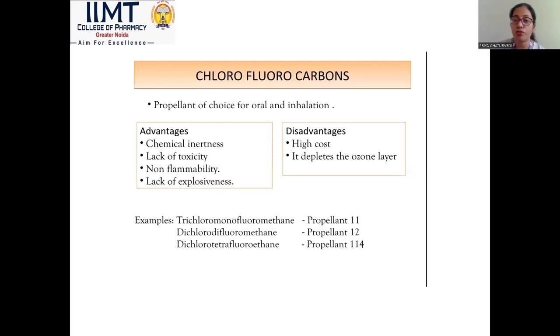Now coming to chlorofluorocarbons, propellants of choice for oral and inhalation. Advantages are it is chemically inert, lack of toxicity, it is non-flammable, lack of explosiveness. Disadvantages, obviously first will be the cost and second is sometimes it depletes the ozone layer. Examples are trichloro-monofluoromethane, which is also known as propellant 11. Second example is dichlorodifluoromethane, which is also known as propellant 12. And third example is dichlorotetrafluoroethane, which is also known as propellant 114.